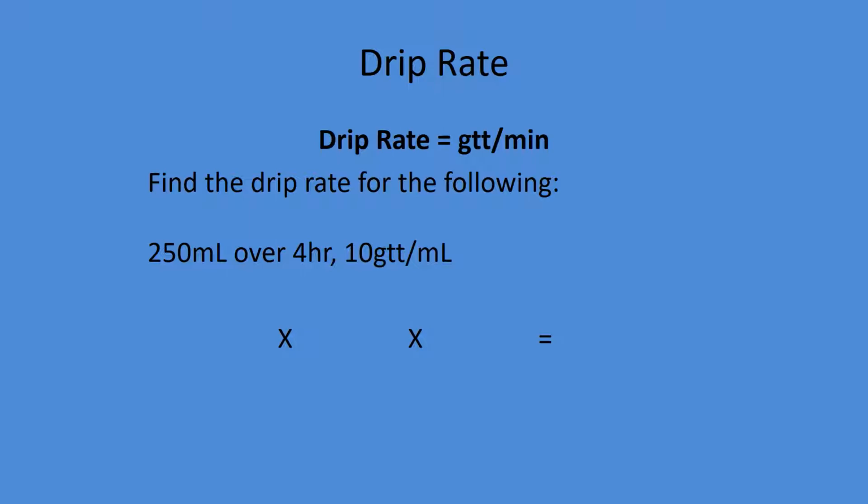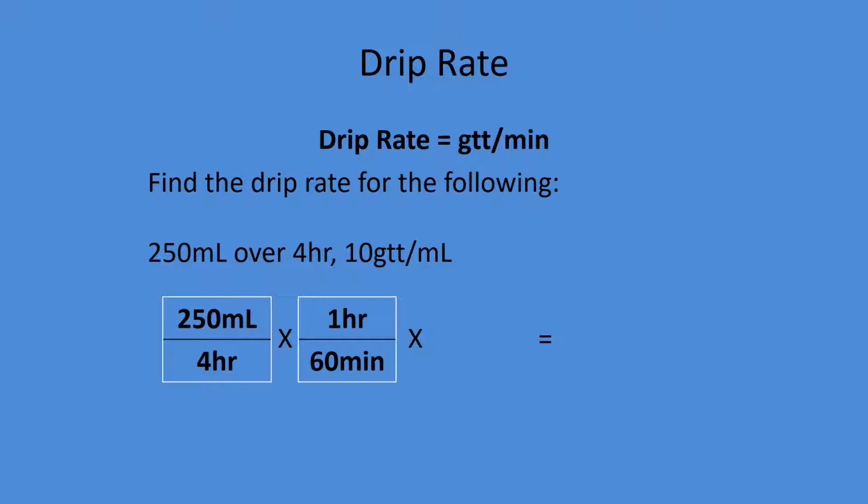All right, let's convert. So the first thing you do is you got to find the flow rate. So let's find the flow rate, mLs over hours. First step is to divide by minutes. So we're converting the hours into minutes. And the last step is to multiply by drops. So that's converting the mLs into drops. Take a look at your units. We are left in drops per minute.